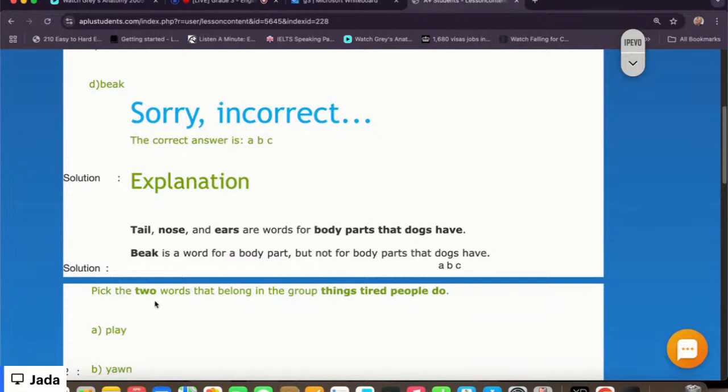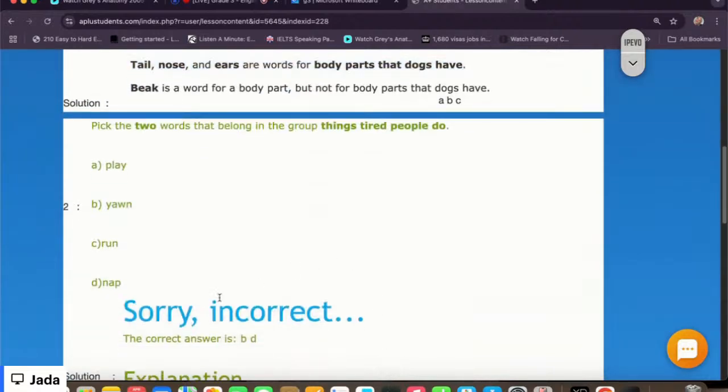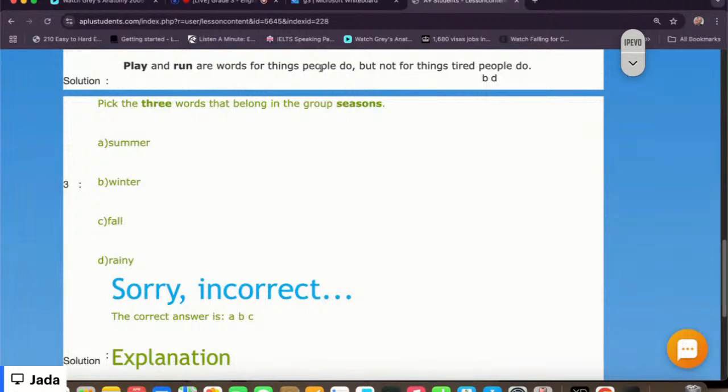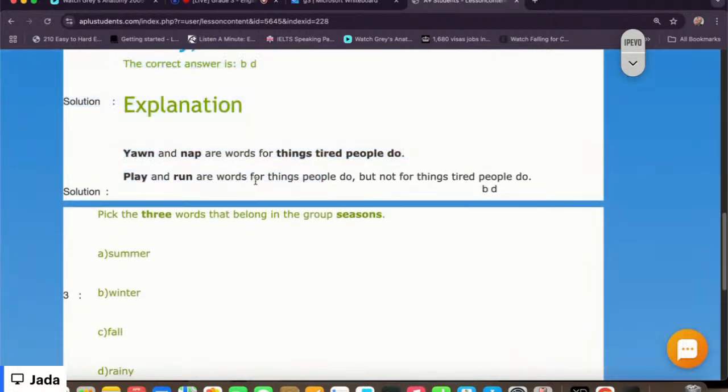Okay, so we have two words that belong in the group things tired people do. So what do tired people do? Play, yawn, run, or nap. So obviously they yawn and then they nap.